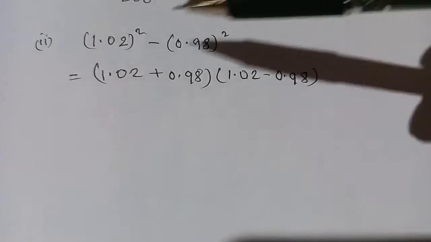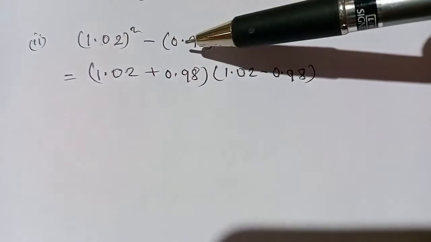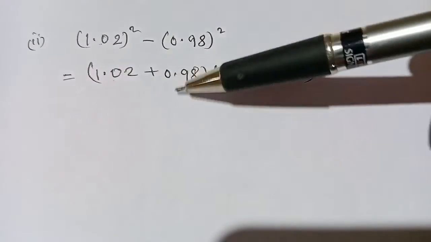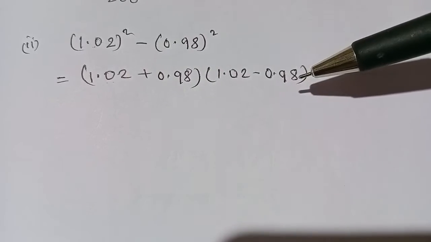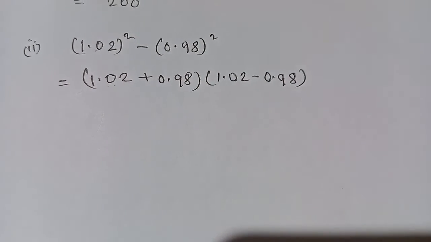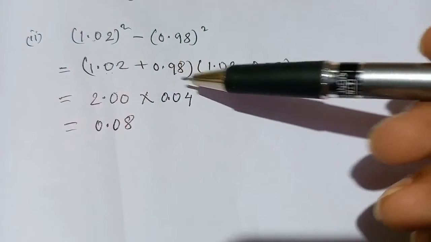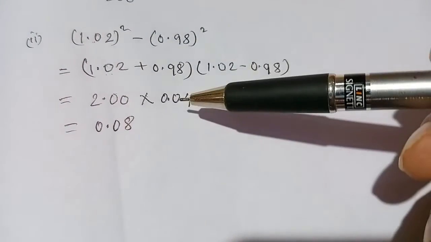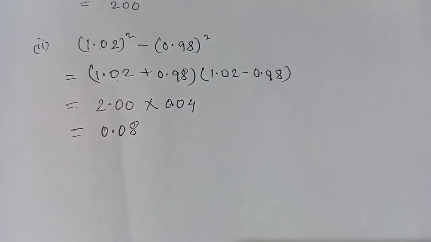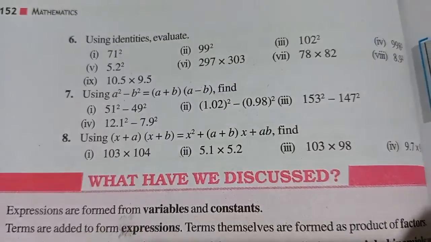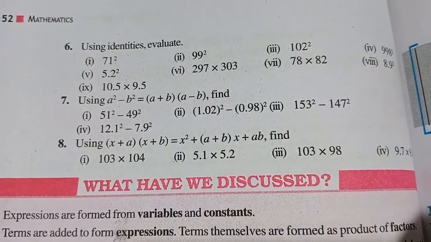Now let's do these two numbers. In this question, 1.02 whole square minus 0.98 whole square. Again this is A and this is B. A square minus B square, so A plus B into A minus B. So 1.02 plus 0.98, 1.02 minus 0.98. So you have to add and subtract now. 1.02 plus 0.98 is 2, and 1.02 minus 0.98 is 0.04. When you multiply this, it comes to 0.08. Okay, so easy. By using the formula, every question becomes easy. These are all formulas, algebraic identities.